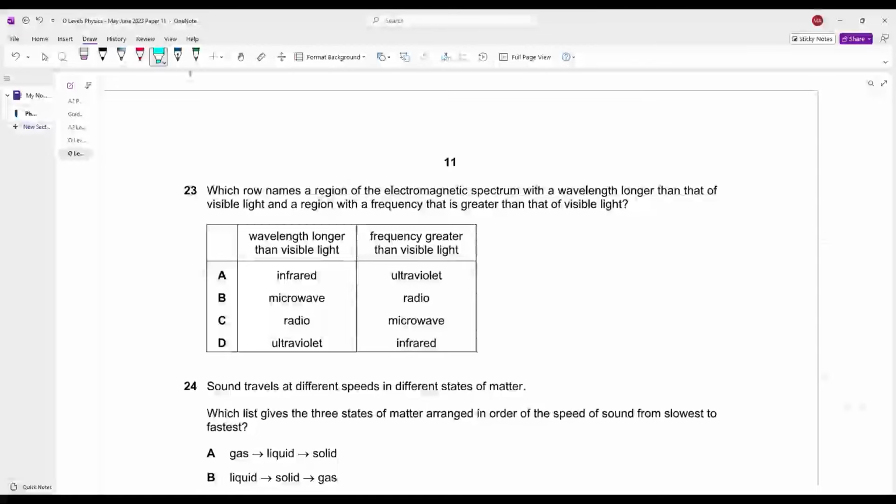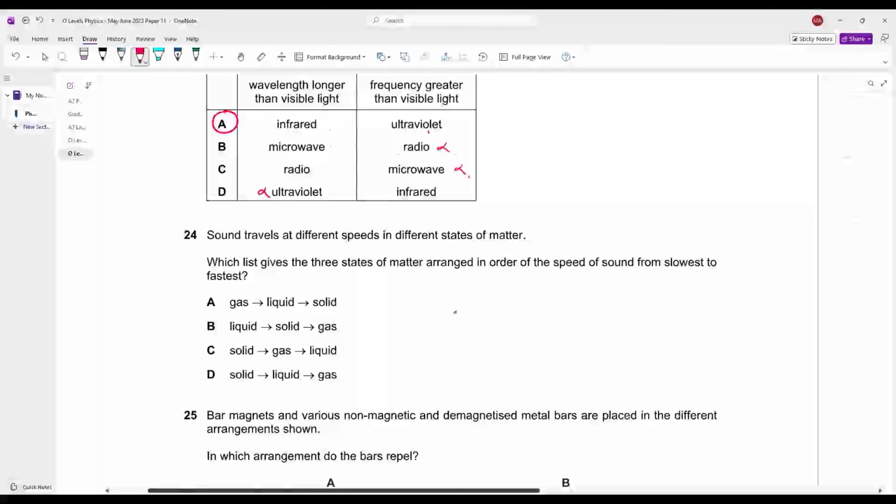Which row names a region of the electromagnetic spectrum with a wavelength longer than that of visible light? अच्छा जी, हमें wavelength चाहिए longer than that of visible light. इंफ्रारेड भी हो सकती है, माइक्रोवेव भी हो सकती है, रेडियोवेव्स भी हो सकती हैं, अल्ट्रावायलेट नहीं होगी. ठीक है, तो ऑप्शन D को कैंसिल आउट कर दो. Frequency greater than visible light किसकी होगी? अल्ट्रावायलेट की? That's possible. रेडियो वेव्स की? नो. माइक्रोवेव्स की? नो. So A is your answer. 23 का आंसर is A. Let's further move ahead.